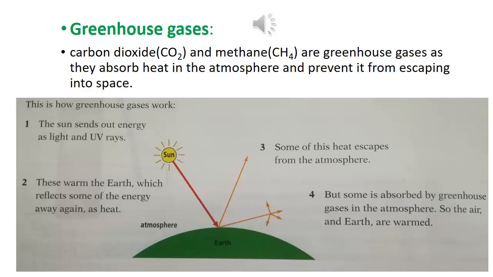When it reflects back, some escapes from the atmosphere while the rest gets absorbed by these gases, which are spread in the atmosphere. The greenhouse gases are a layer of gas spread in the atmosphere, and these gases absorb the heat and do not let the heat escape. So what happens when they absorb the heat? Naturally the air becomes warmer. When the air becomes warmer, the earth is also warmed. This is how the greenhouse gases work.